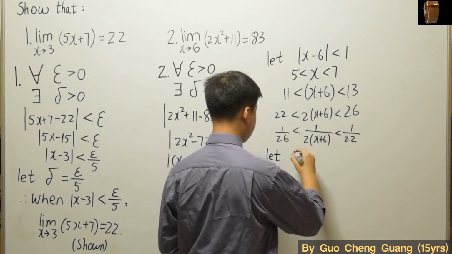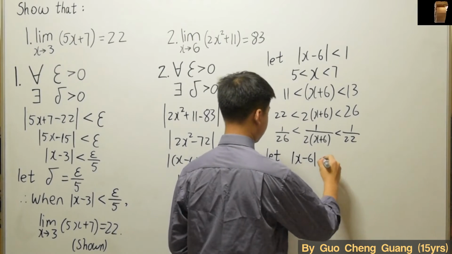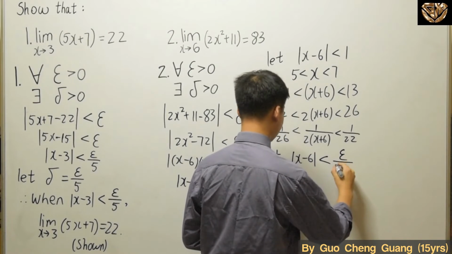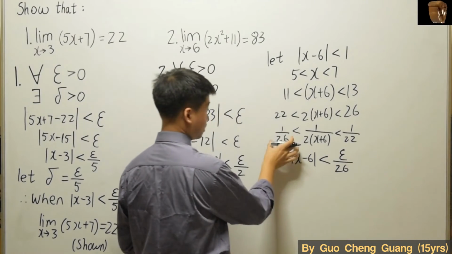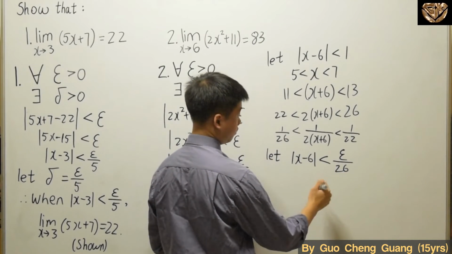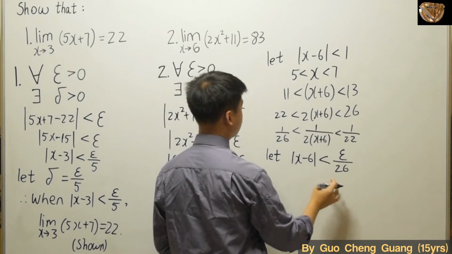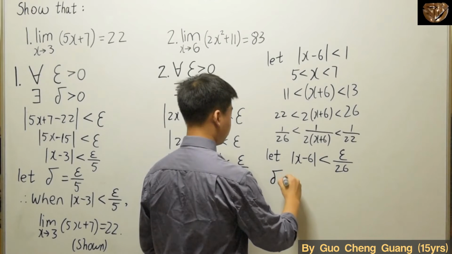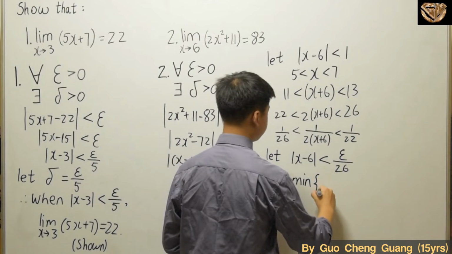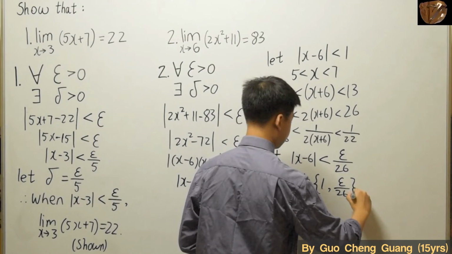First of all, we will need to let x minus 6 be smaller than, so we take the smallest case, which will have epsilon over 26. So this is the smallest case. Now you see this and you might think again, would this just be our delta? Wait a moment first, since we also have another part that looks similar above. So that means delta, we will have to take the minimum between 1 and epsilon over 26.